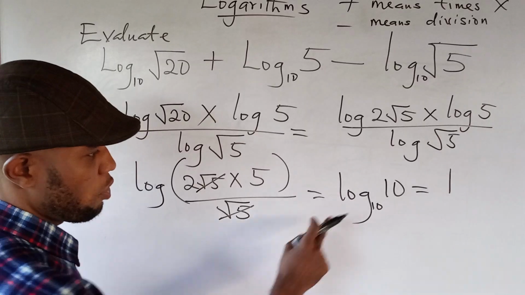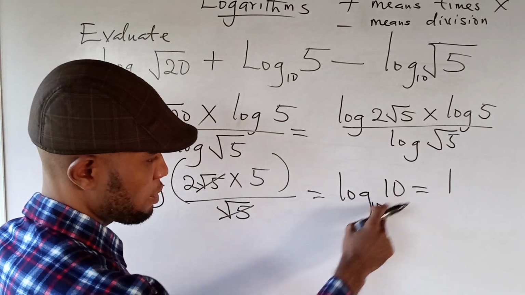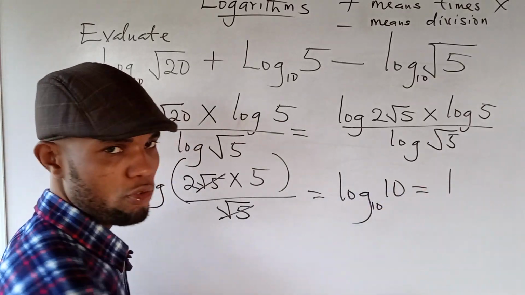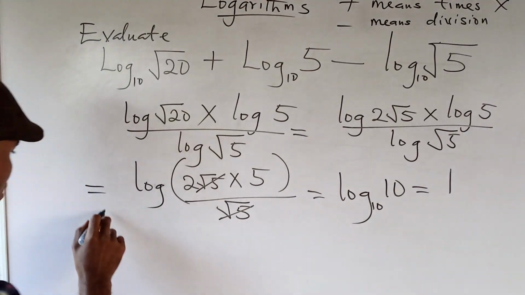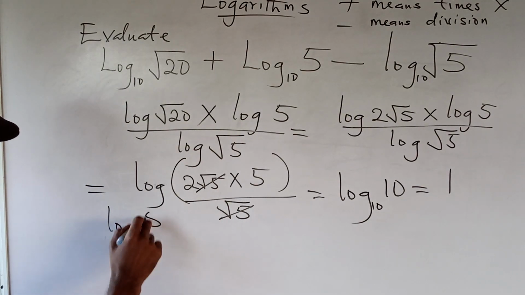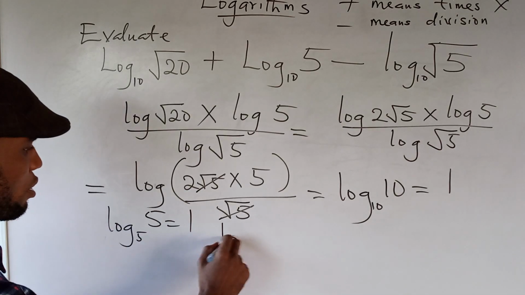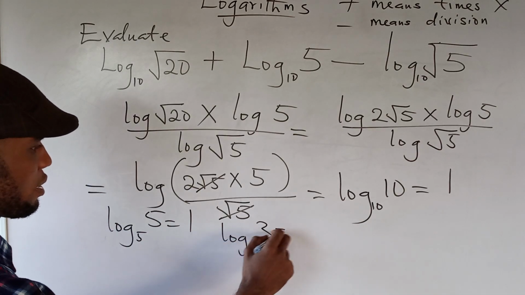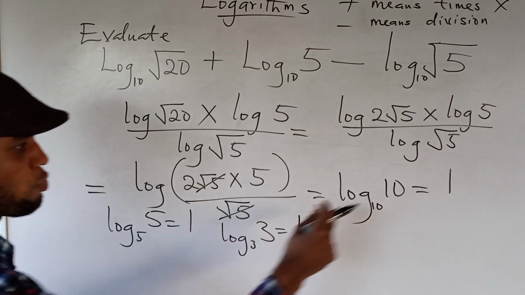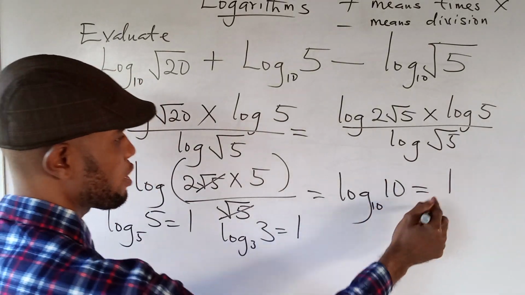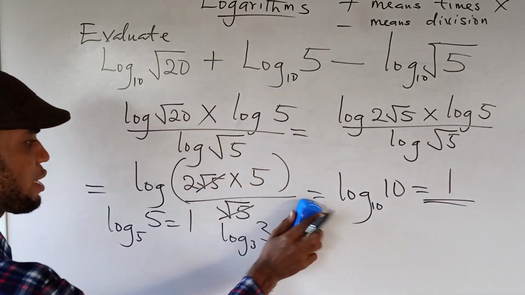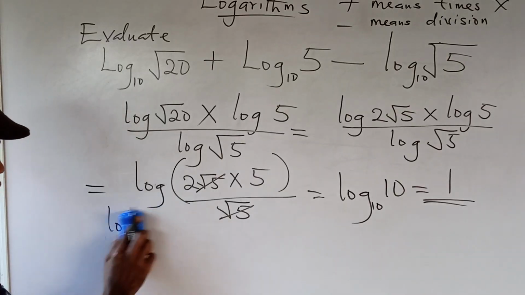Now the reason is this. When you find the logarithm of a number to the same base, the answer is always 1. For example, now if we are saying log 5 base 5, the answer is equal to 1. If we say log 3 base 3, the answer is equal to 1. So log 10 base 10 is equal to 1. So the final answer to the question is 1.